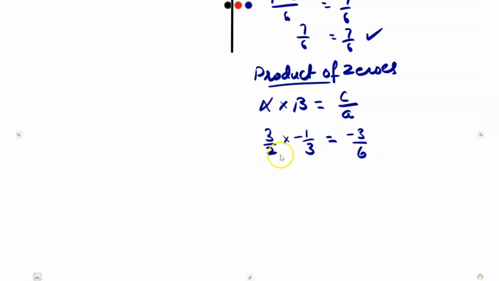So now, continuing, 3 gets cancelled here. On the left side, we get minus 1 by 2, and on this side minus 3 by 6. If you do the simplification and cancellation, 3 ones are 3, 3 twos are 6, so minus 1 by 2. So this is also verified. The product of zeros is verified.